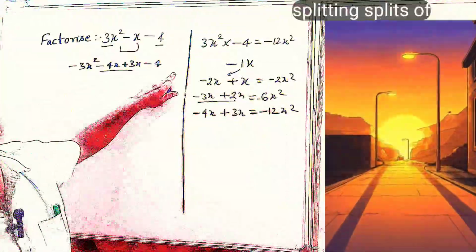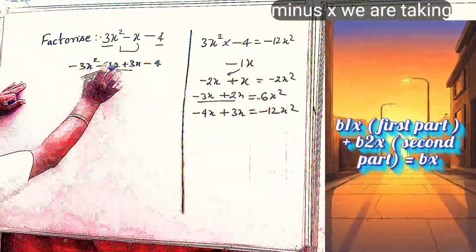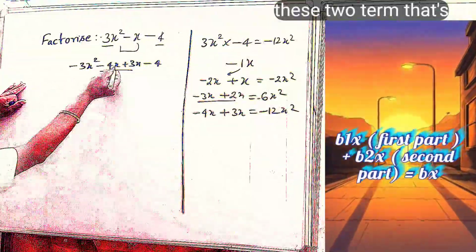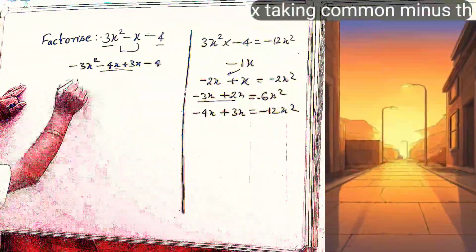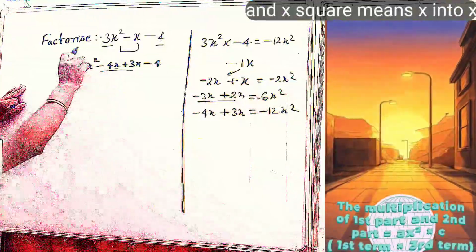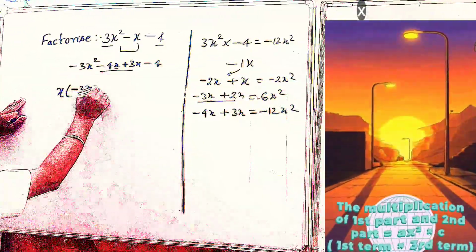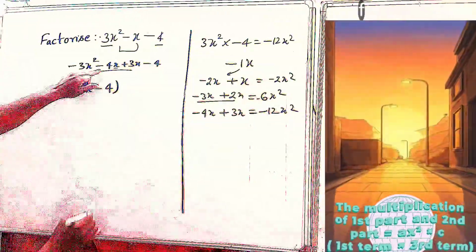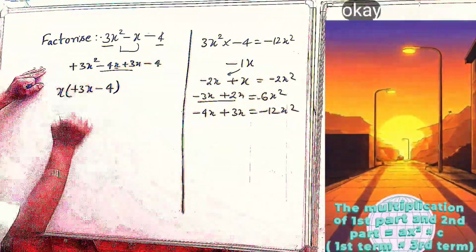So it is the split of minus x. So we are taking these two terms. That's it. x is common. x taking common. Minus 3 and x² means x into x. So minus 3x minus 4. What? It is plus. Okay.